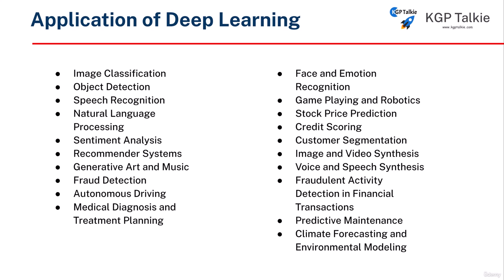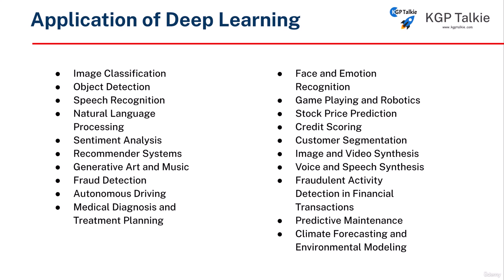Then again, as image classification, you can do face and emotion recognition, and then you can train robots to play games, or apply this in robotics, stock price prediction, credit card scoring, and customer segmentation. Customer segmentation is unsupervised learning, where you don't have the target label. Basically you try to do clustering there. So that's customer segmentation.